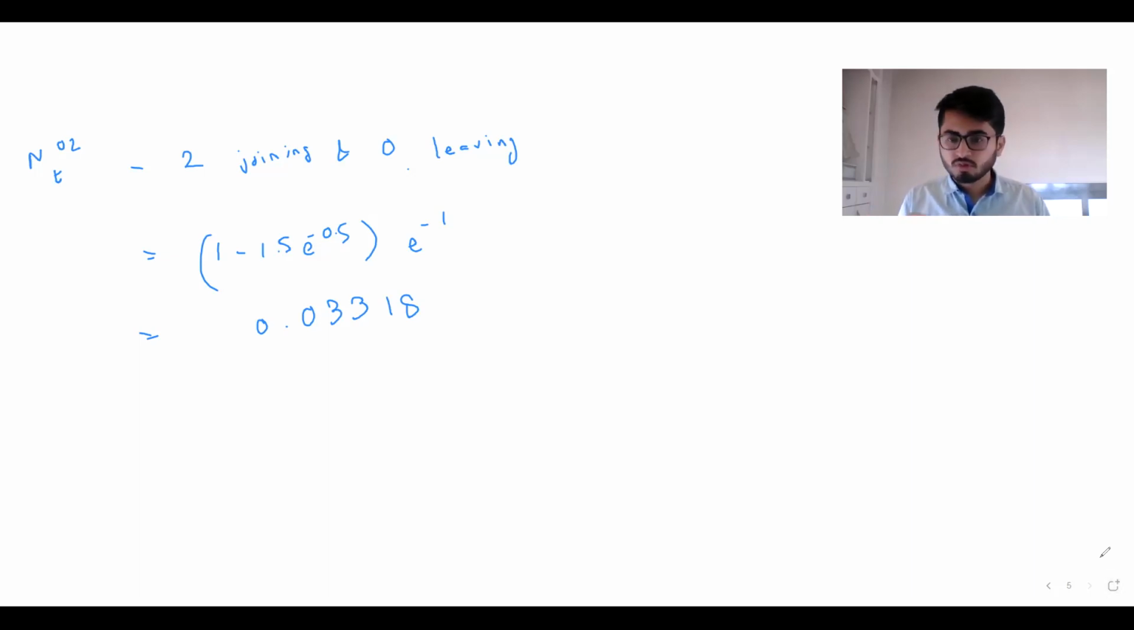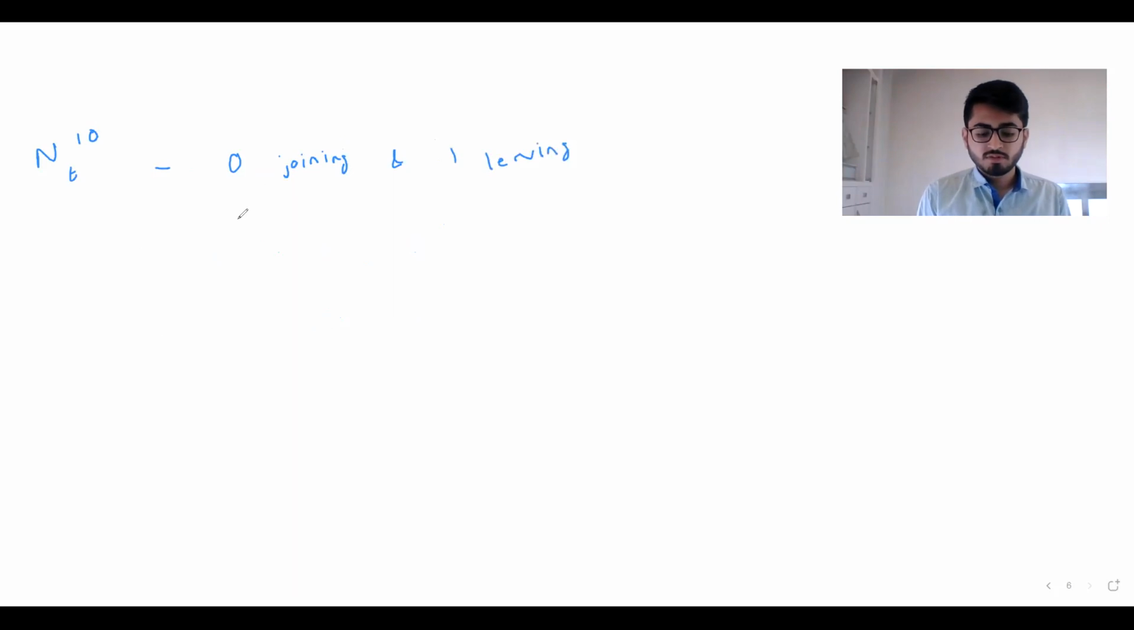Next, let's move forward to the other 3 sets, the second row. NT10. So what are the possibilities for this? NT10 means you're starting with 1 customer in the queue, and 0 is there at the end. So one possibility is 0 joining and 1 leaving. Another possibility is 1 joining and 2 leaving. Note that 2 cannot join because there is already 1 in the queue. So at the most 1 can join. So keep this in mind.